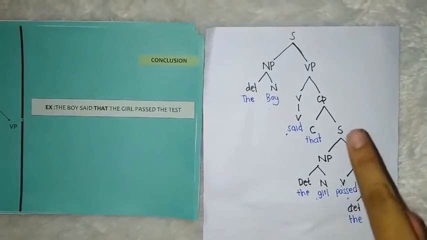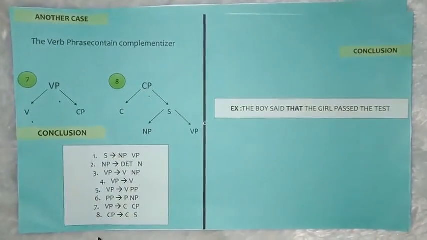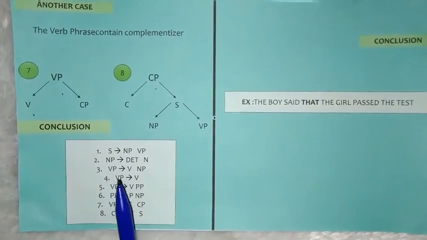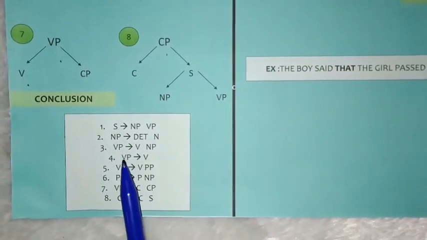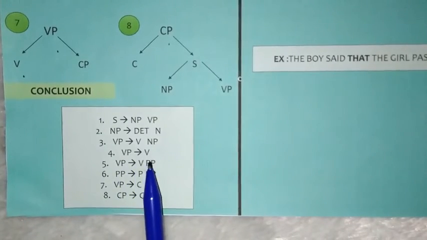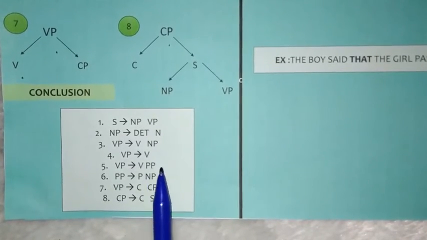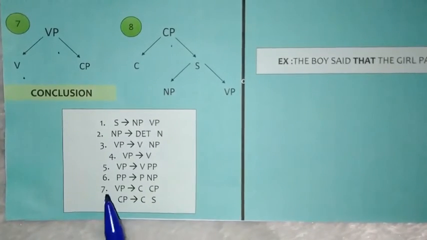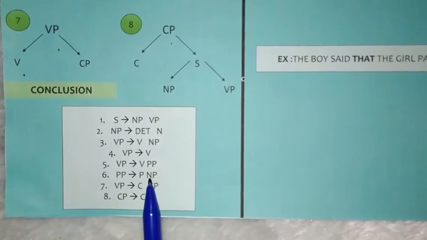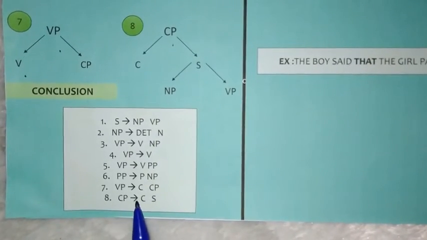So from all of this, we can make a conclusion. We have already learned 8 rules. Sentence contains noun phrase and verb phrase. Noun phrase contains determiner with the noun. Verb phrase contains verb with a noun phrase, or sometimes verb phrase can contain verb alone, or verb phrase can contain verb with a prepositional phrase if the sentence contains a preposition. And prepositional phrase formula is preposition with the noun phrase, which is noun phrase in here same as like this, determiner and a noun.